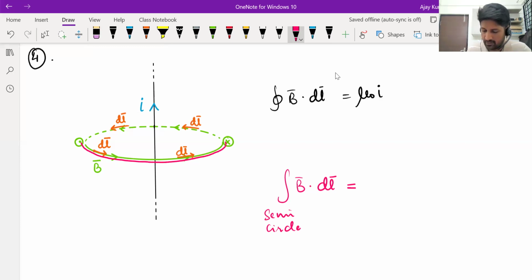Where do you have a formula for open paths like this? Where did you learn that for an open path it depends on I enclosed? For an open path, the term I enclosed itself doesn't make sense. A closed path can enclose something. How can an open path enclose something? Think from the fundamentals.